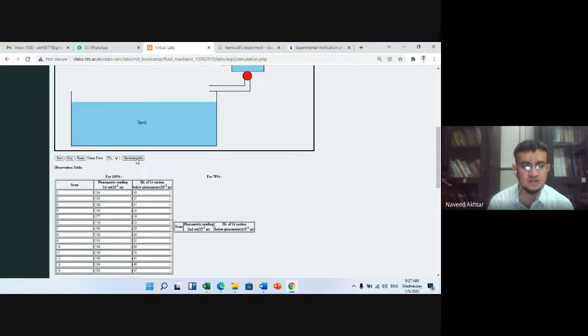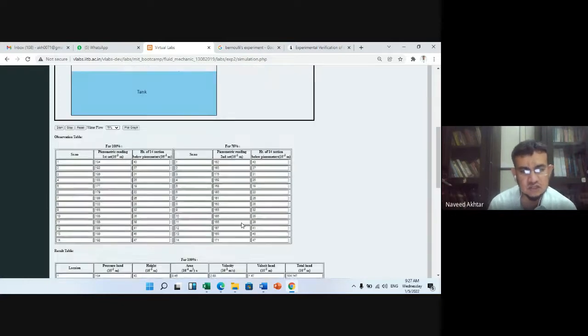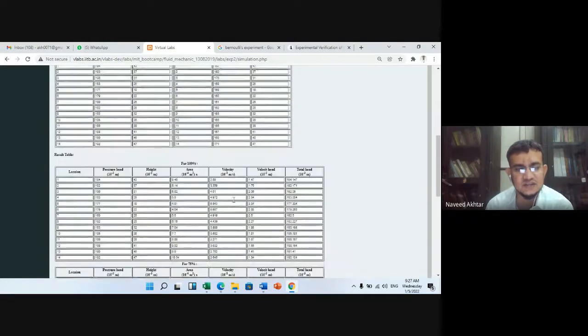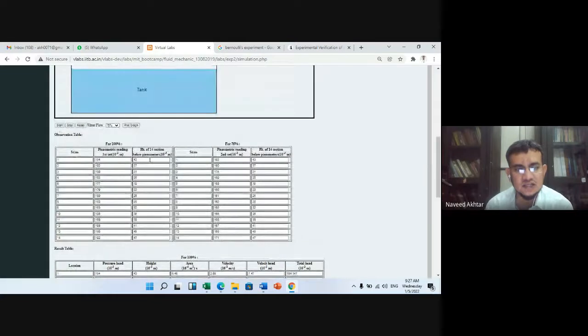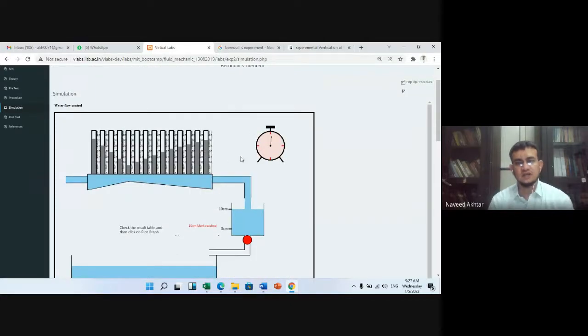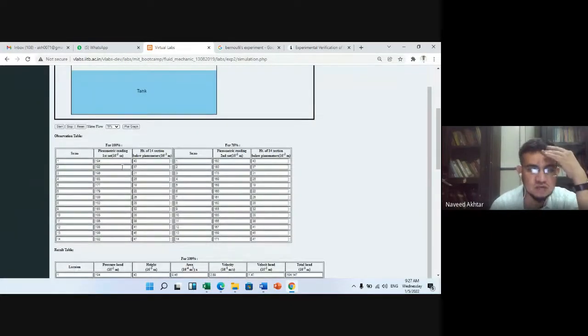Okay. I will generate for the 75% flow, so you can see the flow is decreasing, so the pressure head is also getting very low. So that reading we have got. And we get a result table, from which we know the volume and time taken by the stopwatch, and from that we get the discharge.